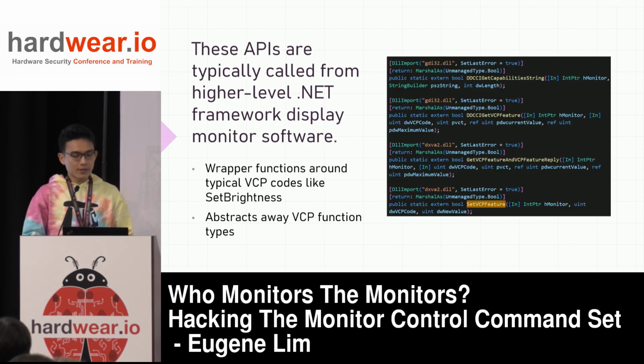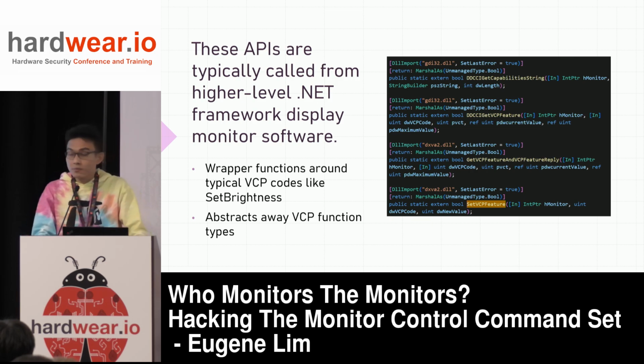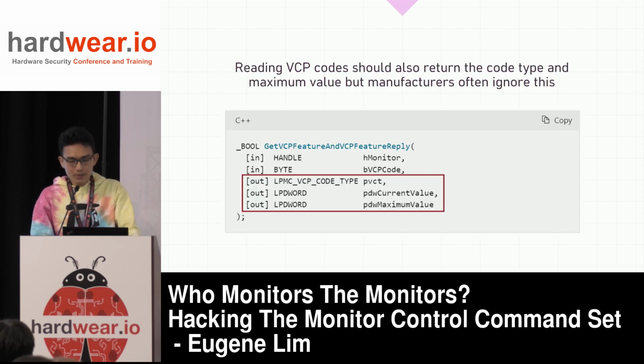These low-level APIs are typically called from .NET framework binaries. You can see the display monitor software I had on the screen, the Acer display widget, but every manufacturer has their own display monitor software. If you're a gamer, there is also some gaming-specific software that you can use. These abstract away a lot of the VCP function types by wrapping around the low-level Win32 APIs. This is a common pattern, but it makes it really easy for us to reverse engineer.